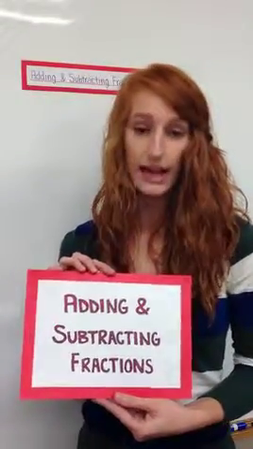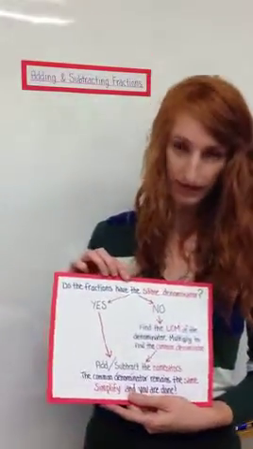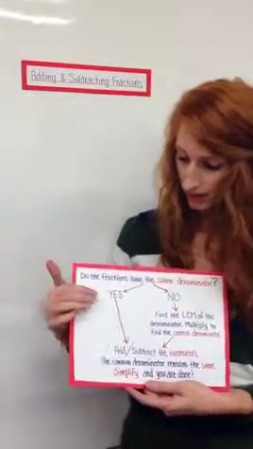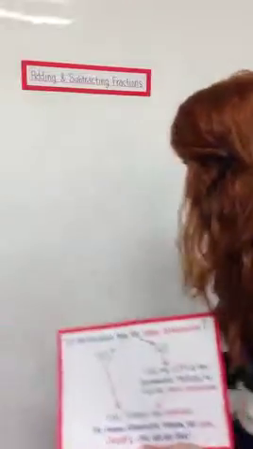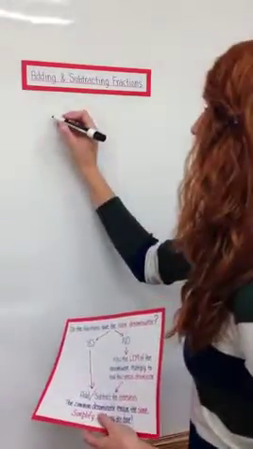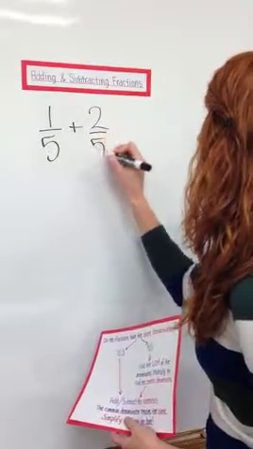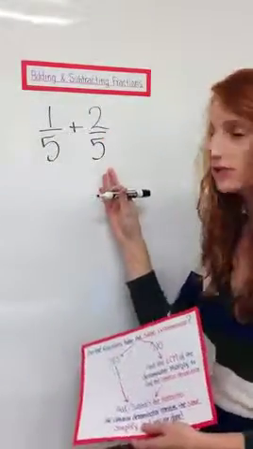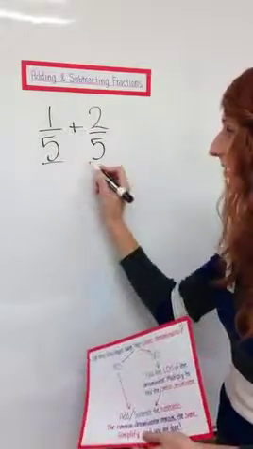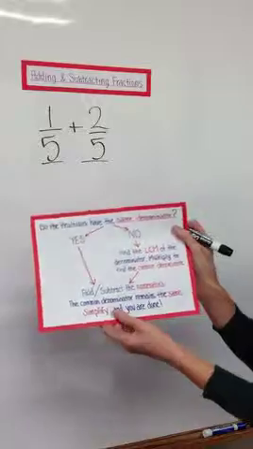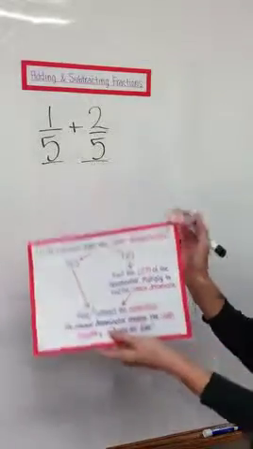Today's lesson is adding and subtracting fractions. So the question we have to ask ourselves when we're adding and subtracting fractions is, are the denominators the same? If the answer is yes, then our problem will look like this. We'll have some combination of fractions, but our denominators will always be the same. When this happens, all we have to do is add or subtract the numerators.